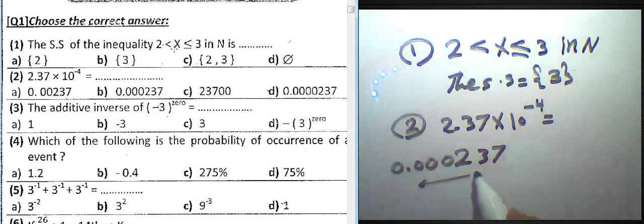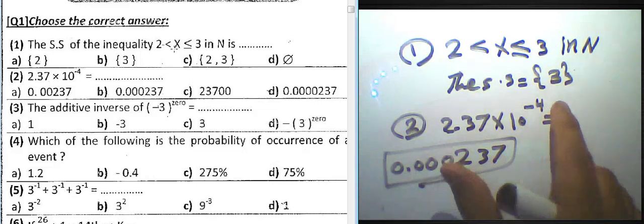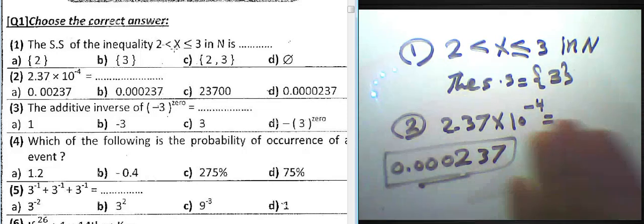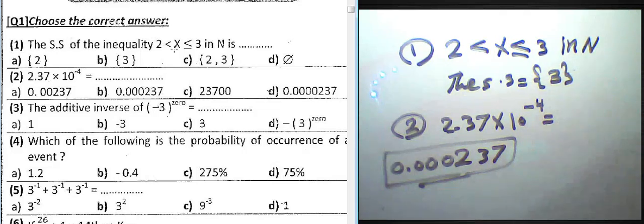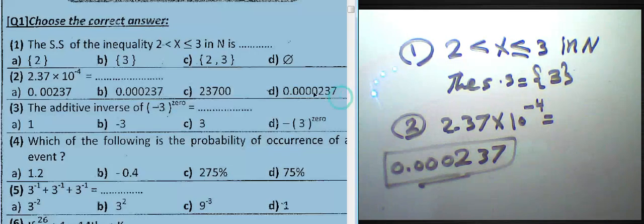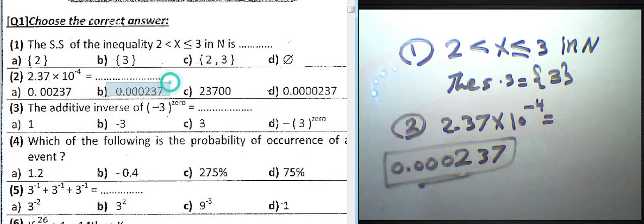If you want to convert this number to standard form, you must move the point to the right hand side by 4 digits, 1, 2, 3, 4, and write the power here negative, because you are going to the right hand side. Okay, so the result will be what here? Count with me how many 0 here? 3. Okay, letter B.